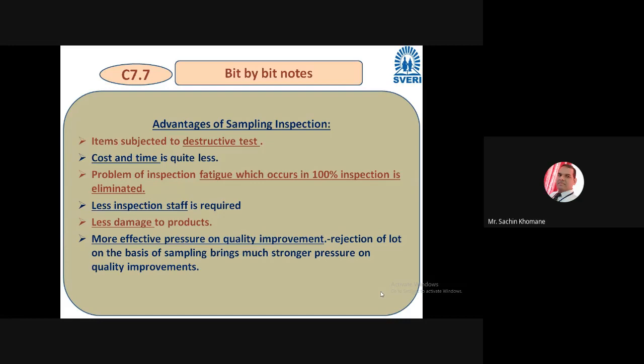Then for this sampling inspection, cost and time is quite less, right? You are testing only a few components, so even one person can check this within less time. Few components are there, that's why. Then the problem of inspection fatigue is very less, or almost eliminated, compared to 100% inspection.